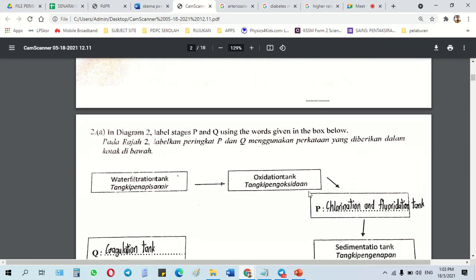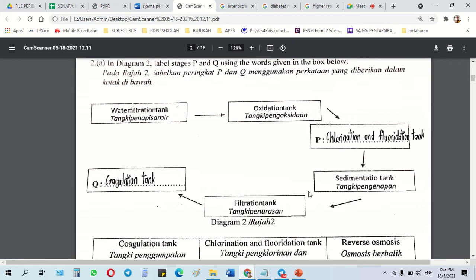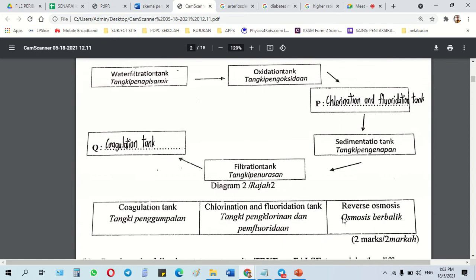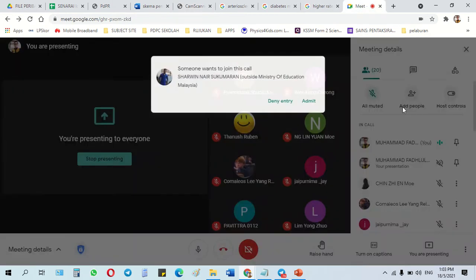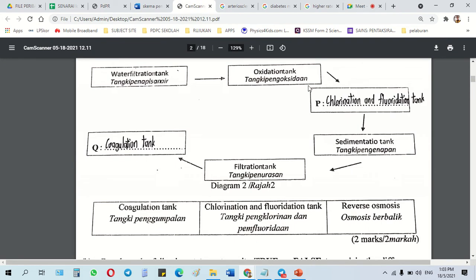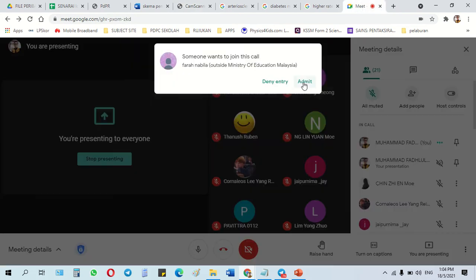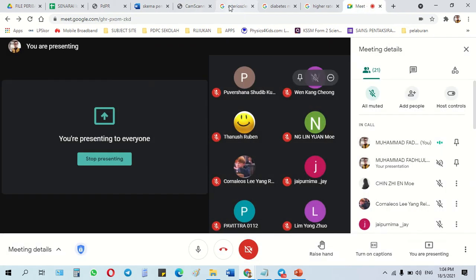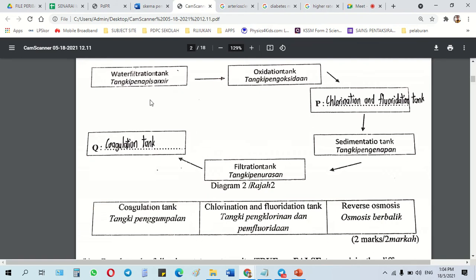Okay, and then here number 2, P and Q. Okay, for this one you already have the answer below, so I think there is no problem, as long as you know the process.